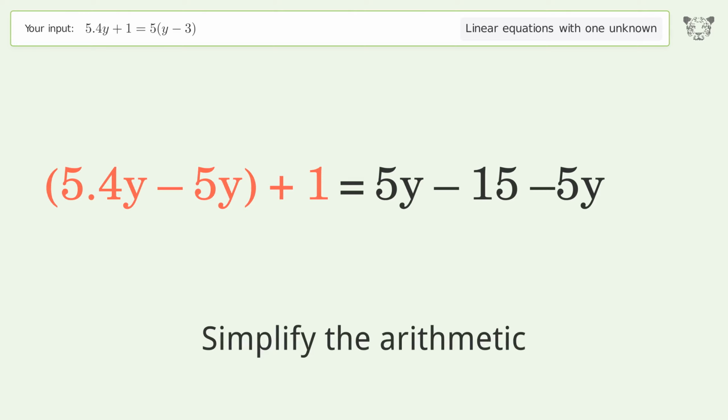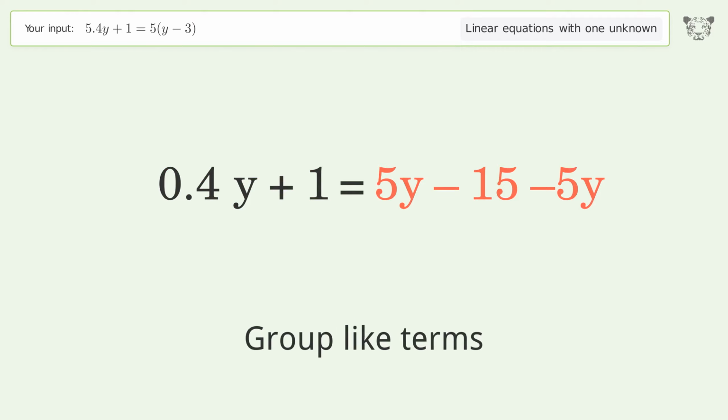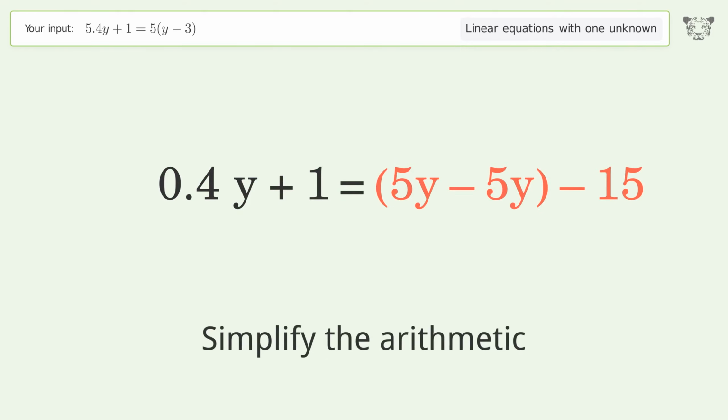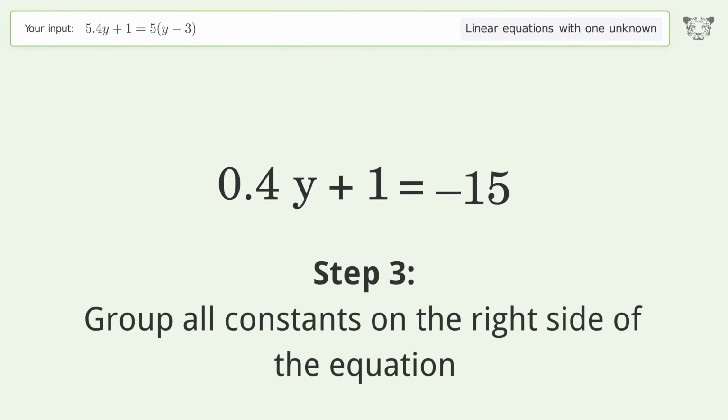Simplify the arithmetic. Group like terms. Simplify the arithmetic. Group all constants on the right side of the equation.